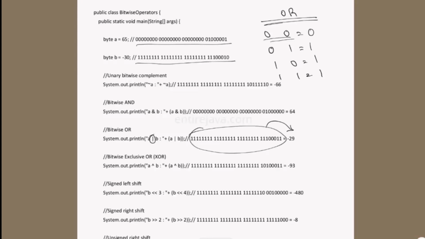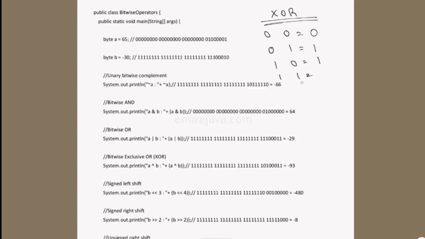Cool. And then we have bitwise exclusive OR. In here, there are only 2 cases where we would get the value 1. 0 0 will become 0, 0 1 will become 1, 1 0 will become 1, and 1 1 will become 0. And if you perform exclusive OR on these 2, you would get this result, and that when converted to decimal would get -93.